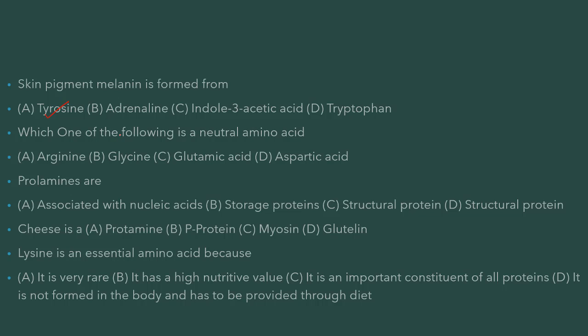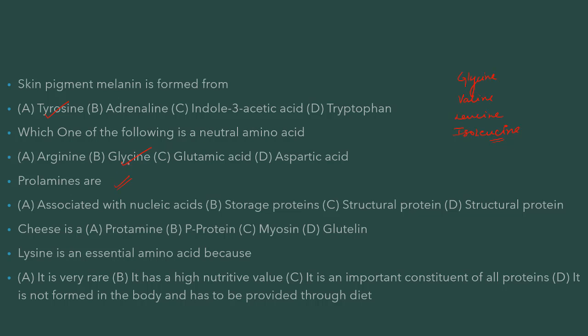Which one of the following is a neutral amino acid? So there are neutral amino acids, acidic amino acids, and basic amino acids. Glycine is a neutral amino acid. Glycine, alanine, valine, leucine, and isoleucine are all examples of neutral amino acids.